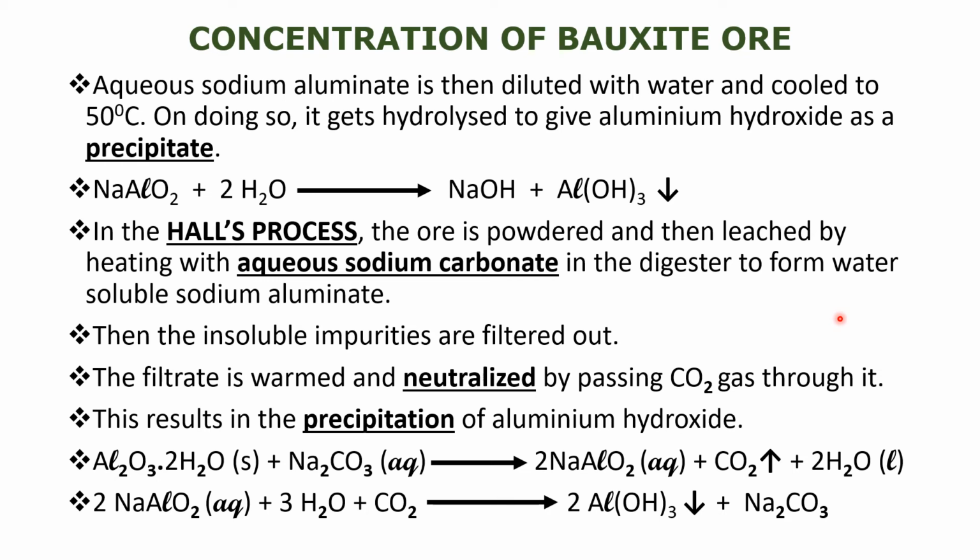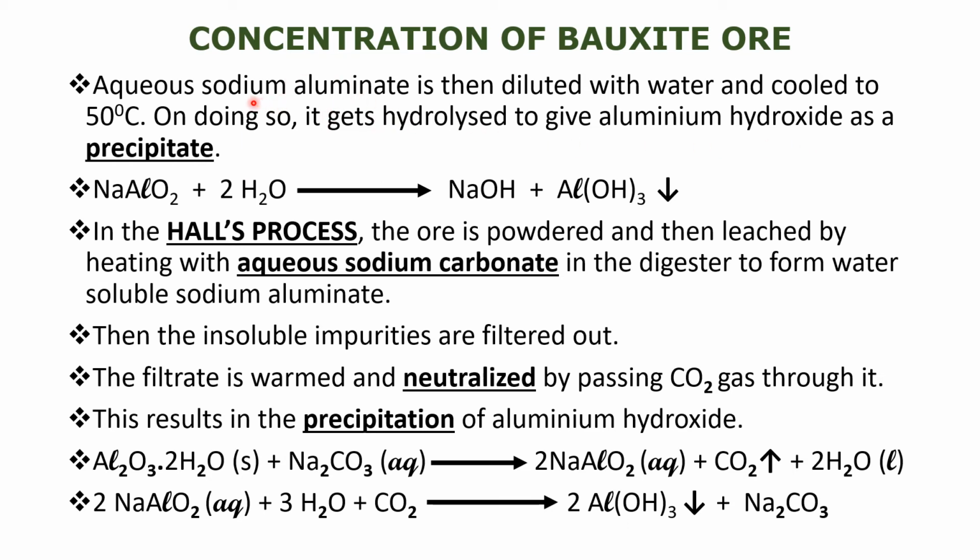So what is the main difference between the Bayer's process and the Hall's process? In Bayer's process, if you remember, the ore is heated with aqueous sodium hydroxide, whereas in the Hall's process it is treated with aqueous sodium carbonate. Understood the first difference? Second difference: in Bayer's process the aqueous sodium aluminate is diluted with water and hydrolyzed to give aluminium hydroxide as a precipitate. Follow the laser pointer.